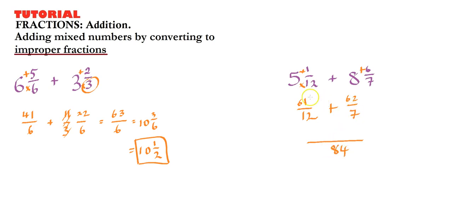Okay, 7 times 61, that's 427, plus 12 times 62 is 744. And what does that equal? How many 84ths do we have? That's going to be, what is that? 1,171. So how many times does 84 go into 1,171? The answer is 13, and you have 79 left over. So 79 over 84, and that is the final answer.